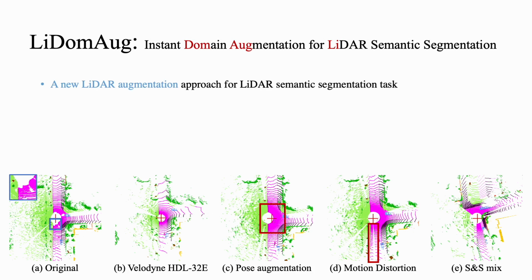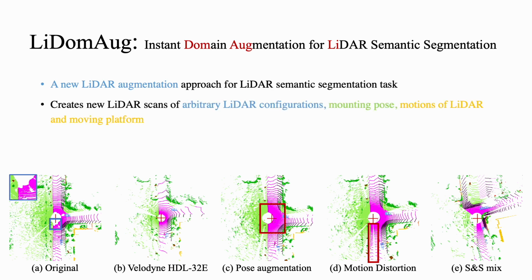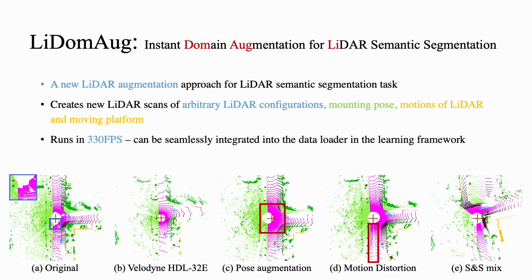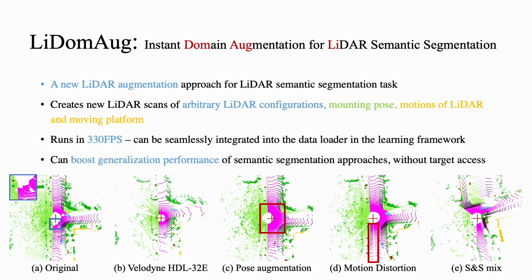Our augmentation method is a novel approach for LiDAR augmentation in the semantic segmentation task. It allows the creation of new LiDAR scans with arbitrary configurations, mounting poses, and motions of the moving platform. Furthermore, our module is designed with an online augmentation method, enabling it to run fast and be seamlessly integrated into the data loader within the learning framework. Our approach enhances the generalized performance of the semantic segmentation approach without requiring access to the target dataset.